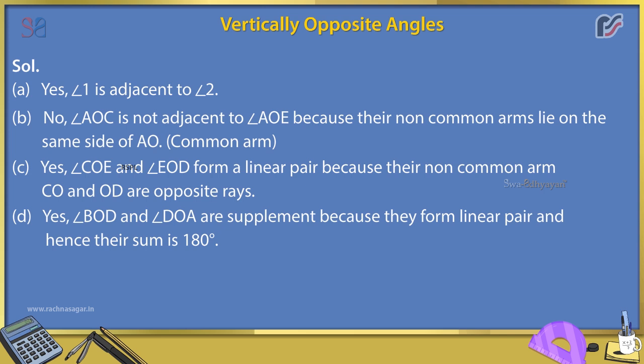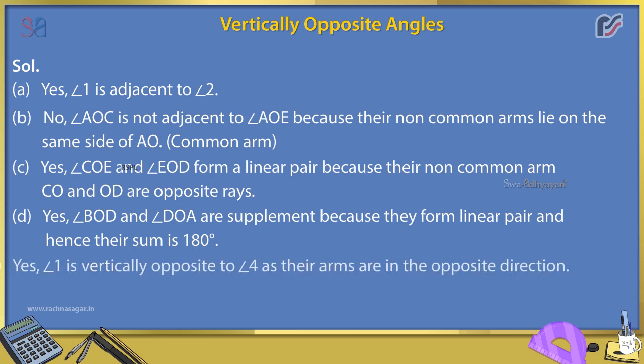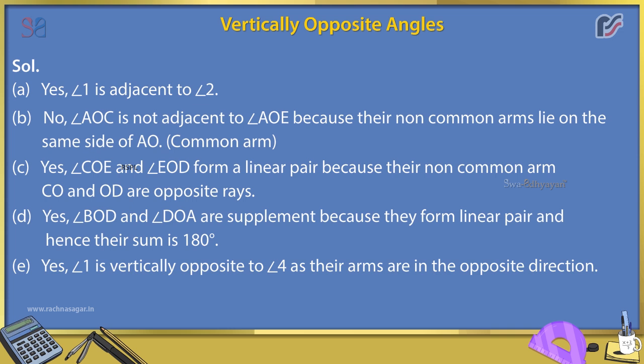D. Yes, angle BOD and angle DOA are supplementary because they form a linear pair and hence their sum is 180 degrees. E. Yes, angle 1 is vertically opposite to angle 4 as their arms are in opposite directions. F. The vertically opposite angle of angle 5 is angle BOC.